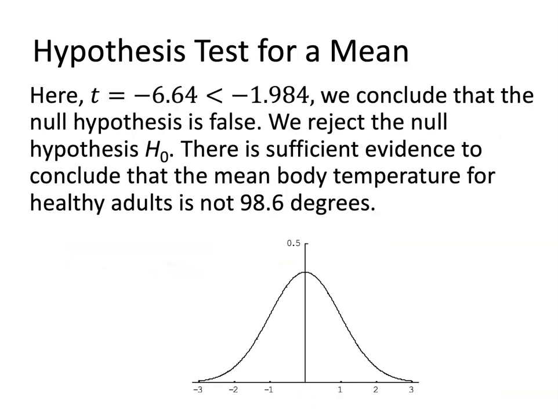Here t is negative 6.64. That's way less than negative 1.984. We were going to reject if we had something less than negative 1.984. We're way out here, so we definitely reject. We conclude that the null hypothesis is false. We reject the null hypothesis H0. There is sufficient evidence to conclude that the mean body temperature for healthy adults is not 98.6 degrees.